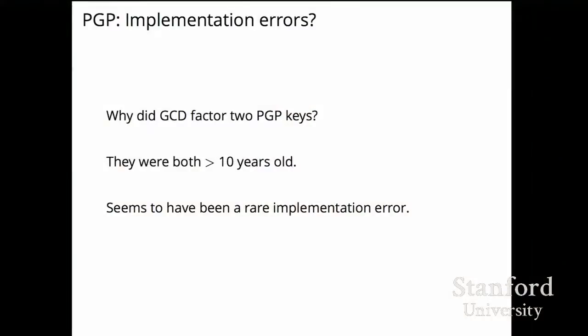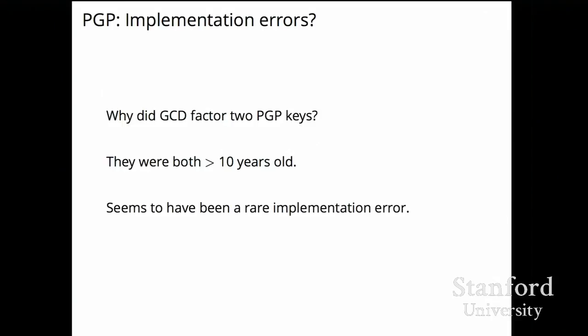Okay, so what about PGP? We should expect the developers of PGP to be paranoid. They are using dev random to generate their keys. Why are we seeing factorable keys? It turns out that this was probably not the PGP developers' implementation. It was a different plugin that was generating these vulnerable keys.